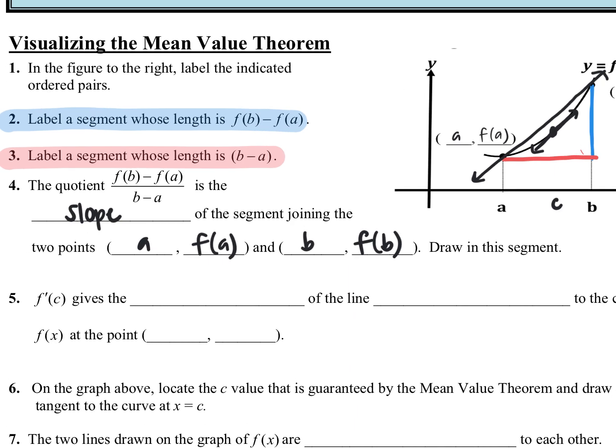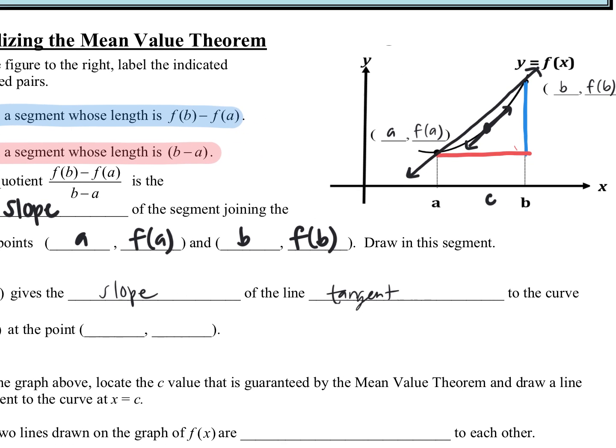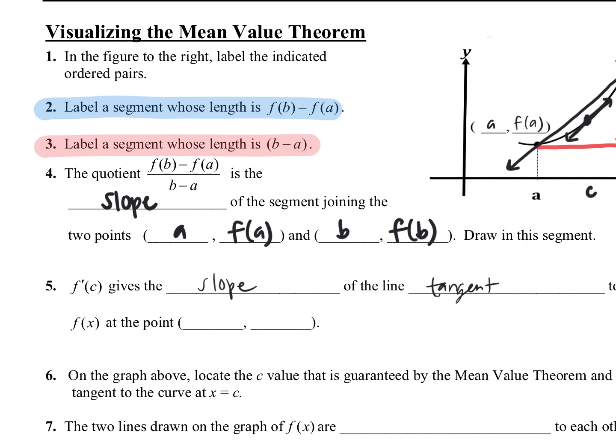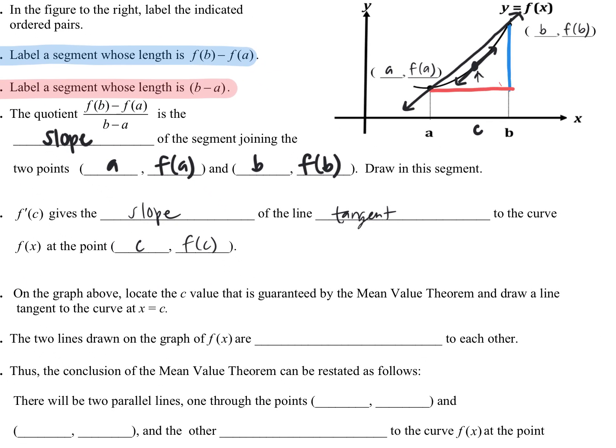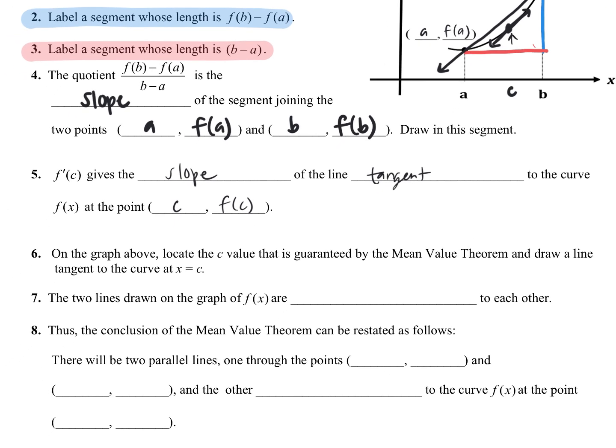So f prime of c gives the slope of our tangent line to the curve f of x at the point. How would I label that point right there? C, f of c. Okay, so those two lines that we have on our graph, those two lines are related how? They are parallel to each other.